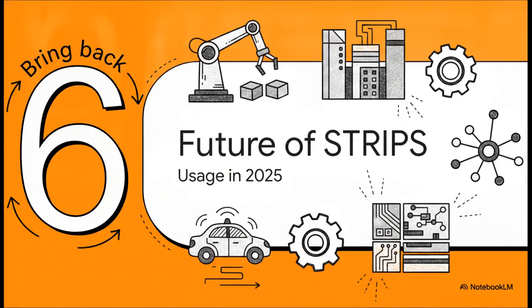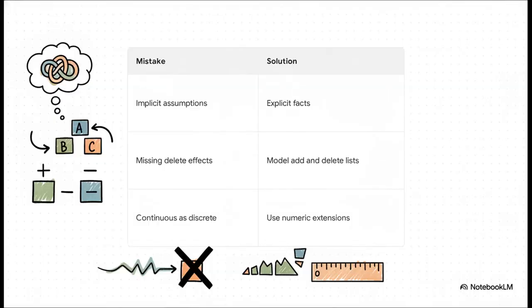Finally, let's bring it all back to the present day. Section 6, the future of STRIPS and usage in 2025. When you're engineering these systems, there are some major pitfalls you absolutely have to avoid. Missing a simple delete effect can literally derail an entire automated plan. Beginners frequently specify their add effects but totally forget the delete effects, which creates these unrealistic, overly optimistic models.